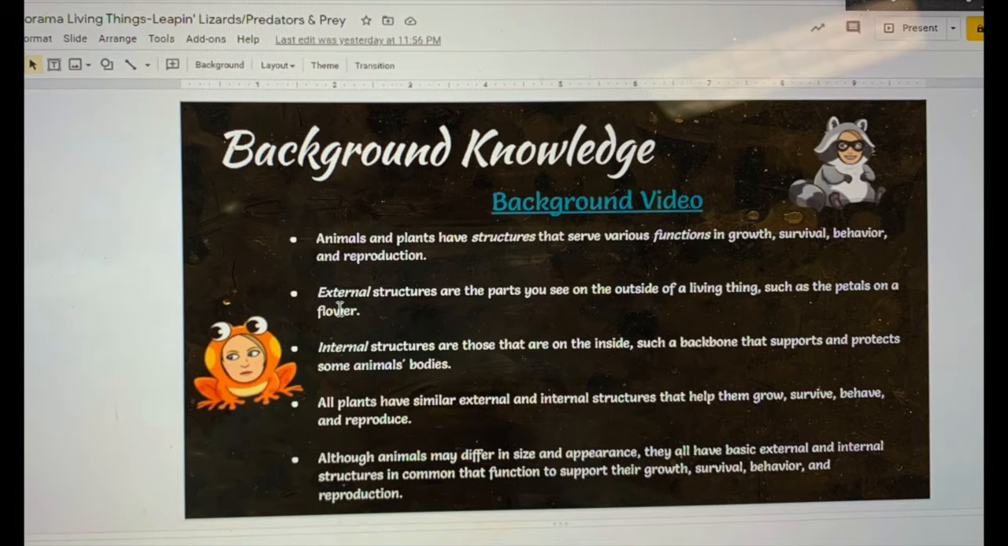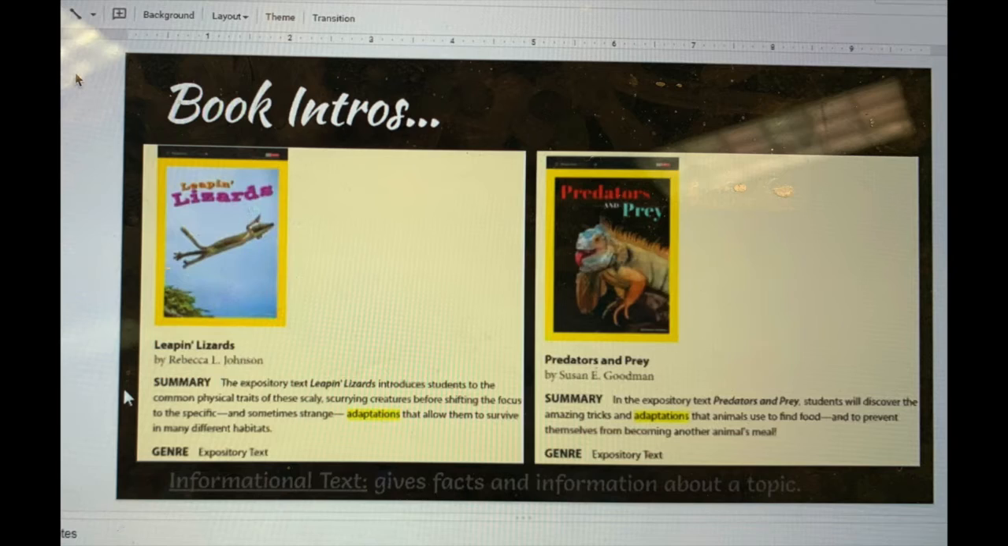She then goes into background knowledge. She started with a background video of things that the students should already know about animals and their external and internal structures. She then went over all of the key points of the video to review them with the students all together. She then introduced the books, The Leaping Lizards and The Predators and Prey. She had the students point out the authors and read the summaries and explain what summary and genre both were. That way the students were completely prepared for the books that will be read this week.